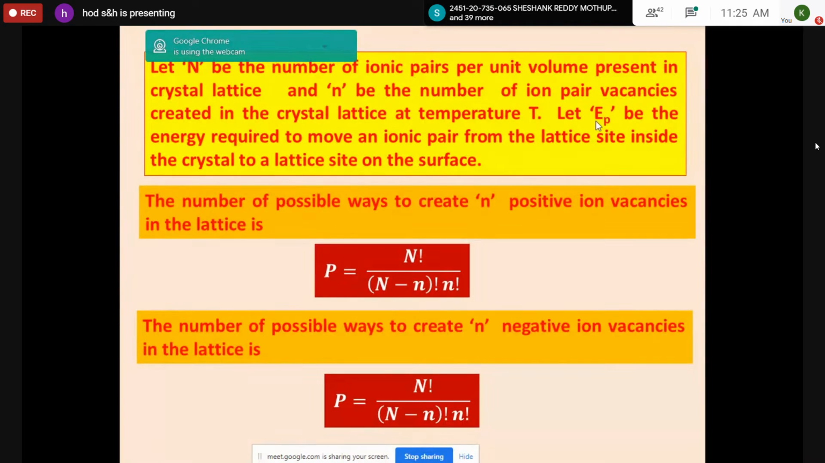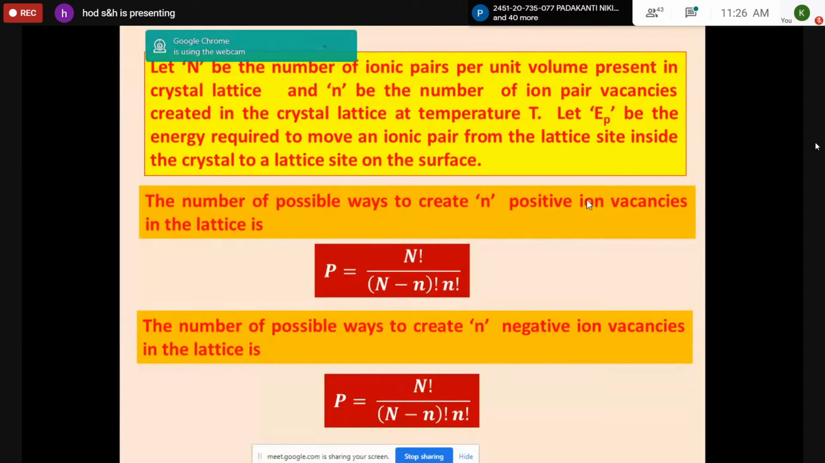And EP is the energy required to move an ionic pair from the lattice site inside to the lattice site on the surface. So as I said, it's not easy to move only one ion, either cation or anion. To maintain electrical neutrality, it is assumed that a pair of cation and anion will be missing from the lattice inside and move to the surface of the crystal. For that, it needs certain energy. Let EP be the energy required to move the pair of ions from lattice inside to the surface of the lattice.